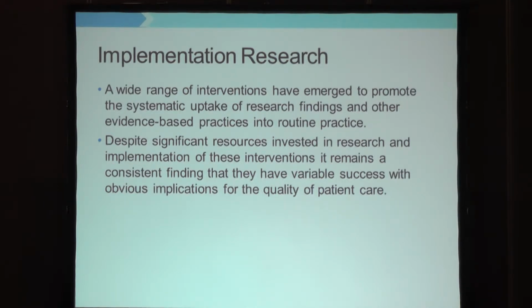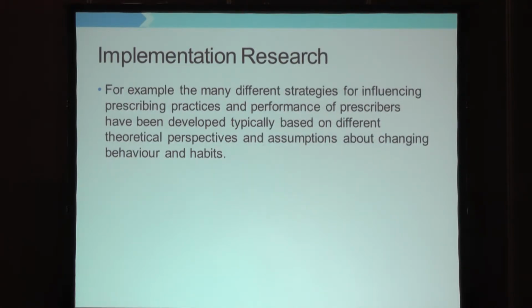Just like other areas of science and research, there's a range of interventions that have emerged to promote the systematic uptake of research findings and other evidence-based practices, such as optimising the outcomes from medicines, enhancing prescribing, enhancing administration and use of medicines. And despite significant resources being invested into this research, it remains a consistent finding that they have variable success, with obvious implications for the quality of patient care, but also the cost to governments and health systems when they fail, and to cost them to implement them in the first place. So, trying to understand what will work, when will it work, in what context will that work?